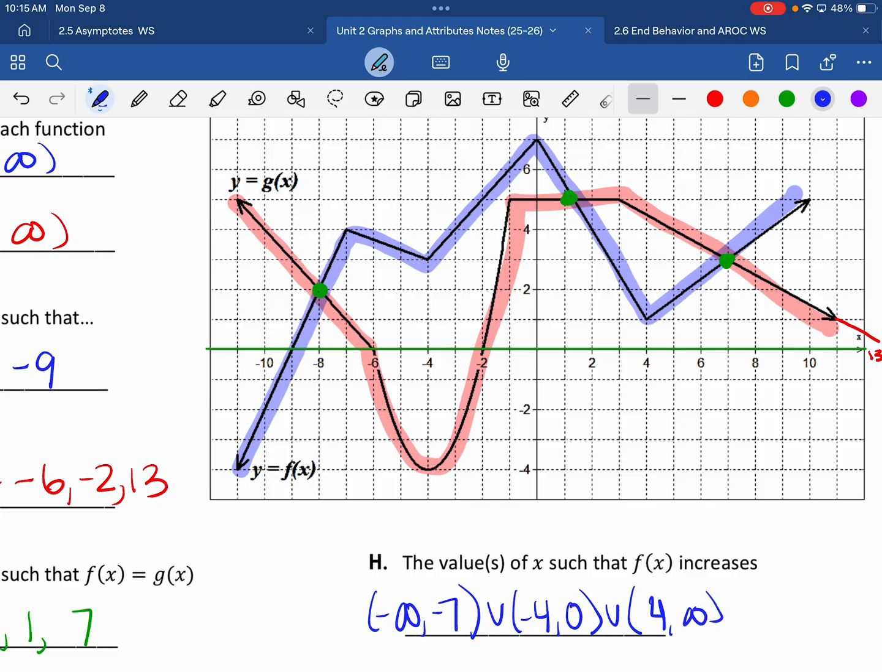So when you're looking at your blue function, if you're walking along it from left to right, any of the places that go up, so from negative infinity to -7, then we decrease. We start increasing again here at -4 all the way to 0, then we decrease, and then we increase from 4 to infinity.